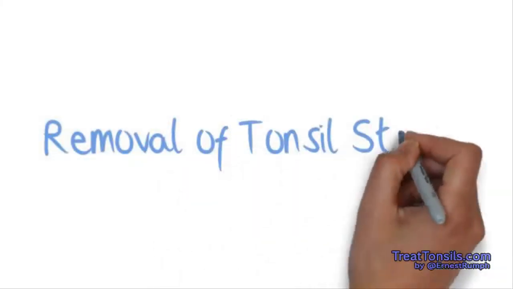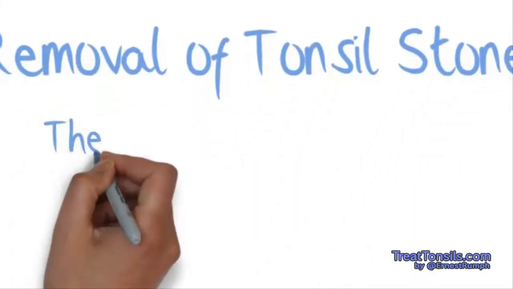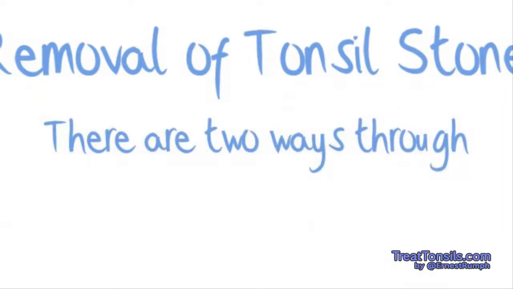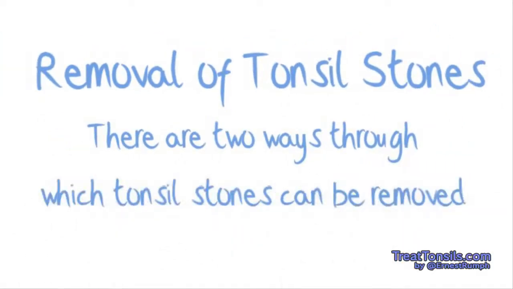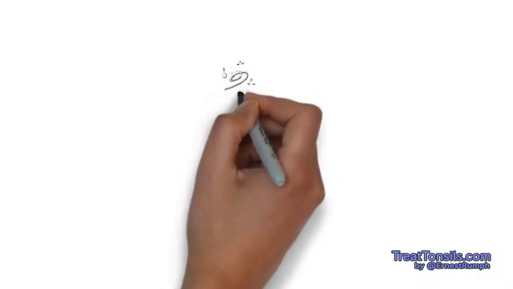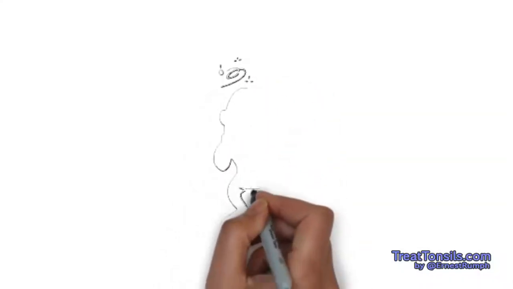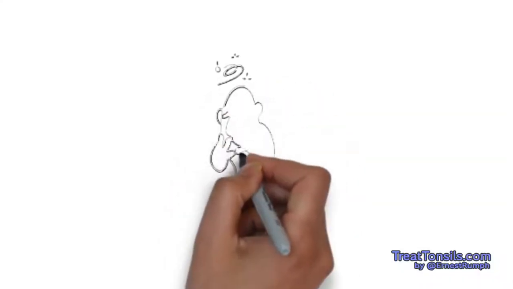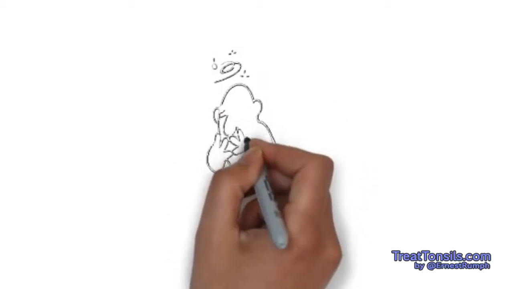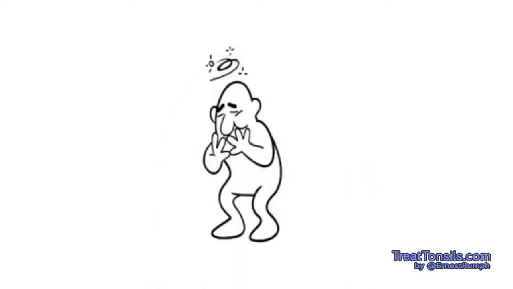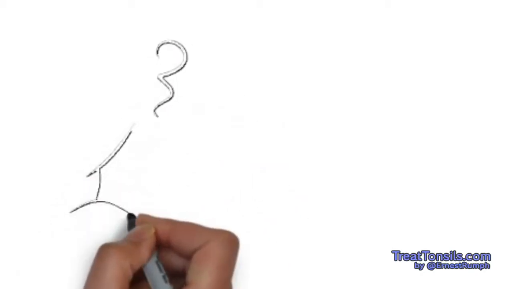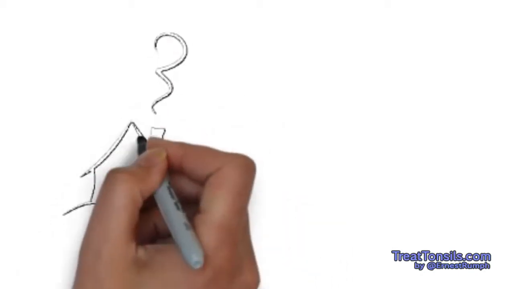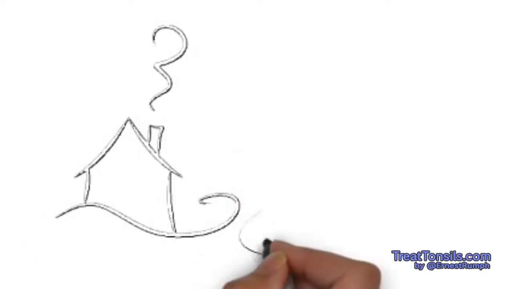Removal of tonsil stones. There are two ways through which tonsil stones can be removed: natural treatment or removal through surgery. The appropriate procedure for the removal of tonsil stones depends largely on the size of the stone. If the size of the stone is not big enough and it is not causing any discomfort, pain or related symptoms, then it can be removed at home with the help of natural treatment without the help of a doctor.